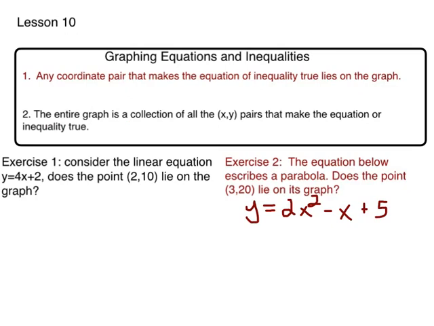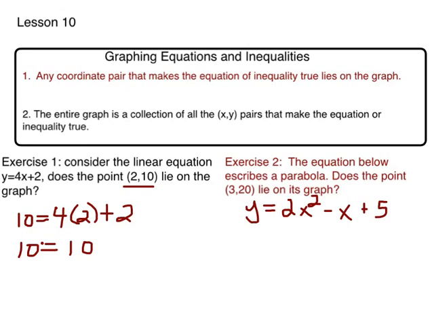Consider the linear equation y equals 4x plus 2. Does the point 2, 10 lie on the graph? So let's do a quick little review and see what I mean. Don't forget that your 2 is your x and your 10 is your y. So I'm going to put in 10 equals 4 times 2 plus 2. 4 times 2 is 8 plus 2 is 10. 10 does equal 10. So therefore, 2, 10 sits on the line y equals 4x plus 2.